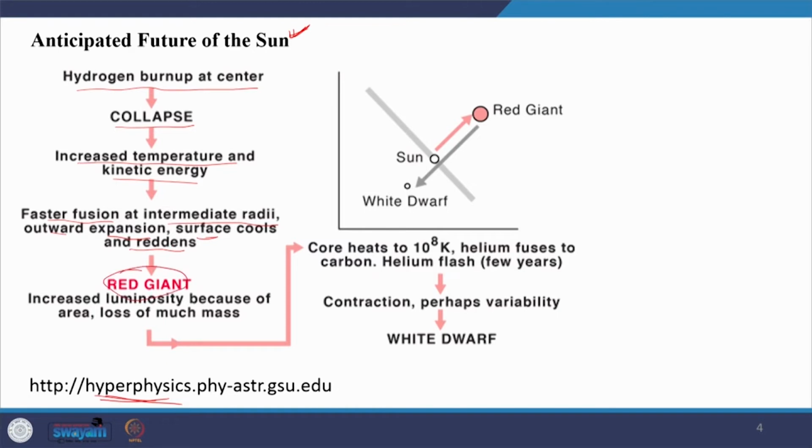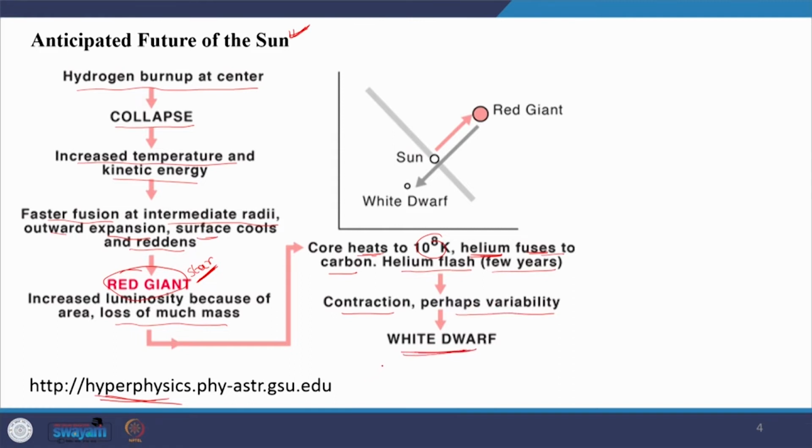Now, you might have some idea of the location of the red giant star in the HR diagram. Okay. And once it becomes a red giant, the luminosity will be more because of the area, and the mass will be very less compared to the original one, and this leads to heating at the core to high energy, like 10 to the power of 8 kelvins, and then helium will fuse to carbon, and then flashes of helium will occur after a few years. Then the contraction, perhaps with some variability, will become a white dwarf.